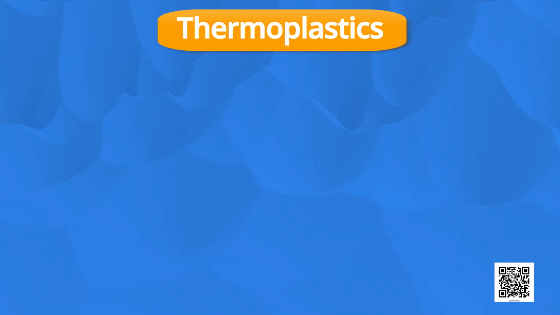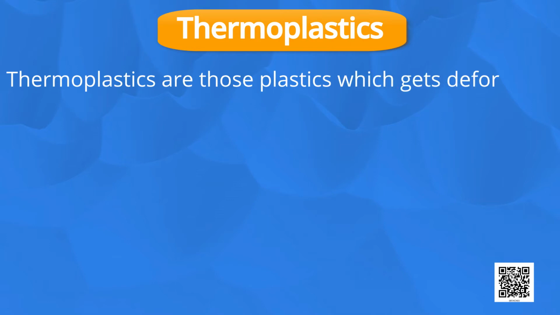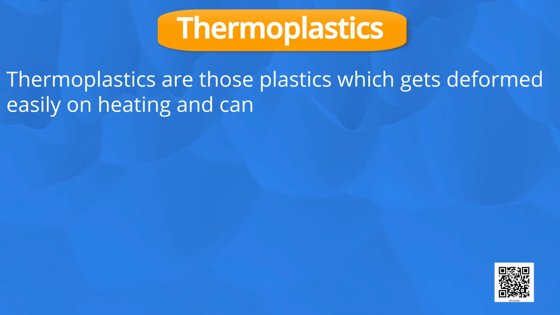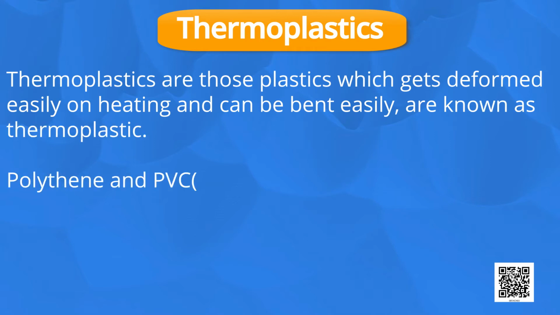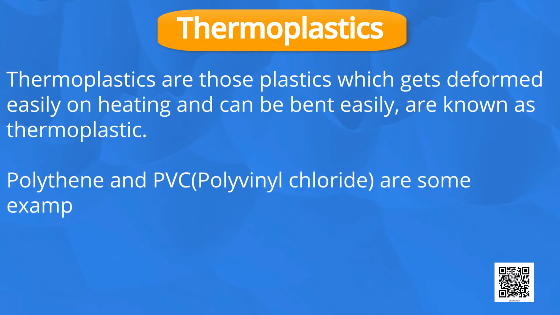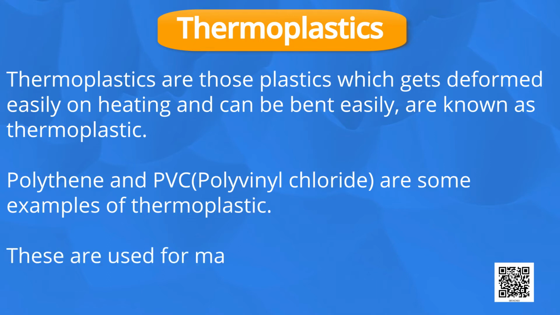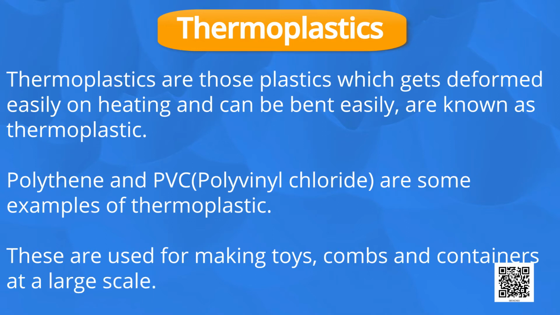Thermoplastics are those plastics which get deformed easily on heating and can be bent easily, and are known as thermoplastics. Polythene and PVC, that is polyvinyl chloride, are some examples of thermoplastic. These are used for making toys, combs and containers on a large scale.